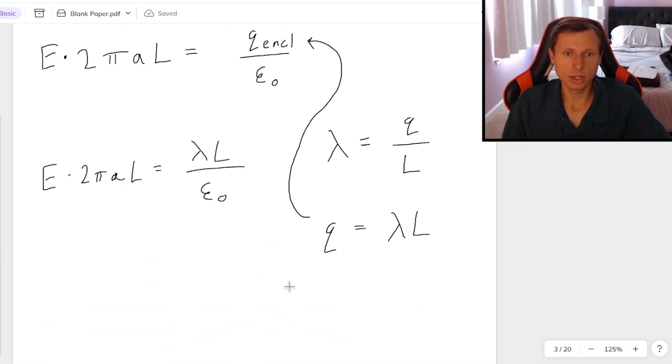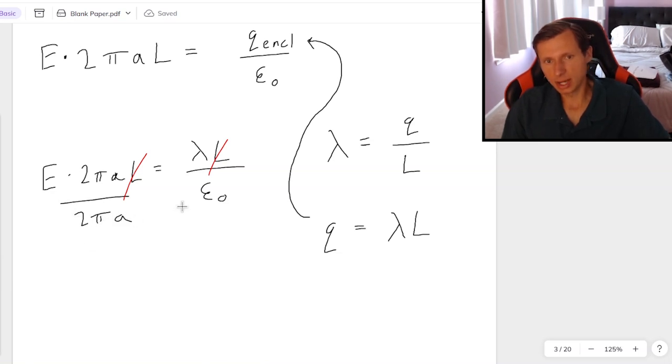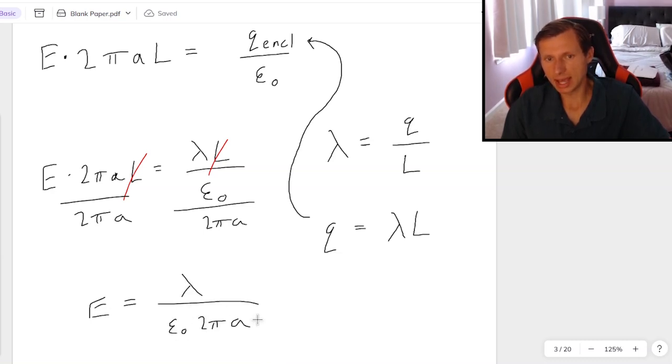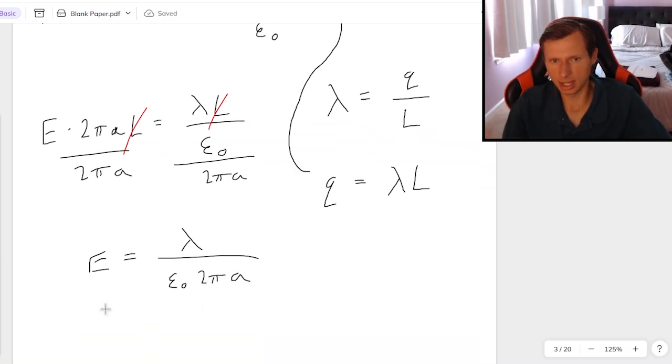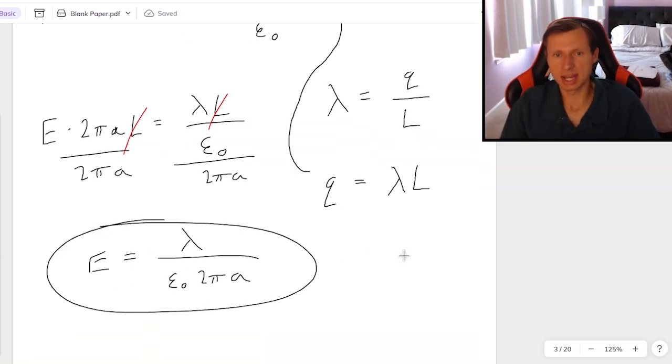The last thing we do is we just solve for electric field and we're done. You may even notice that the L's cancel, which is great because that was a variable I made up, so technically it never existed, and so that would always cancel out for this problem. Then I'm going to divide both sides by 2 pi a, and technically epsilon naught is also in the denominator. So in other words, my final answer will be lambda over epsilon naught 2 pi a. You can organize that denominator in any order you want, but that's my answer.